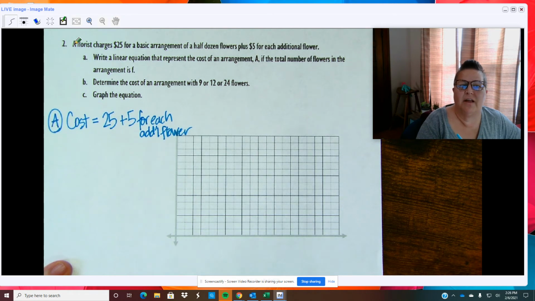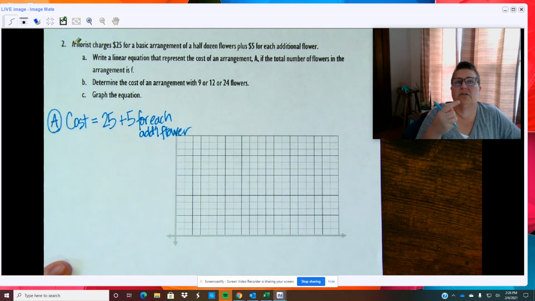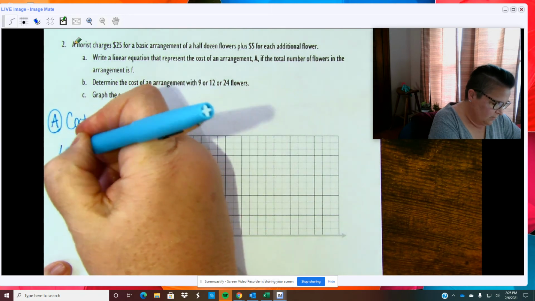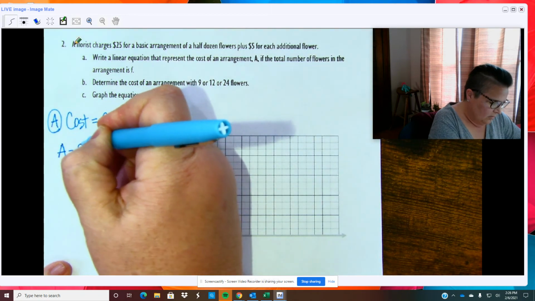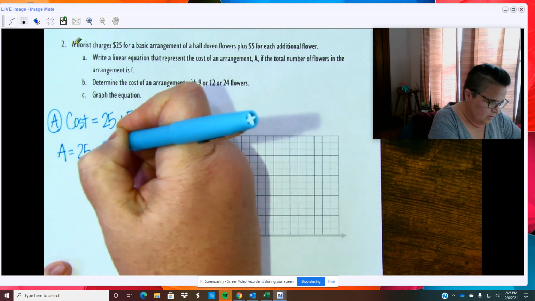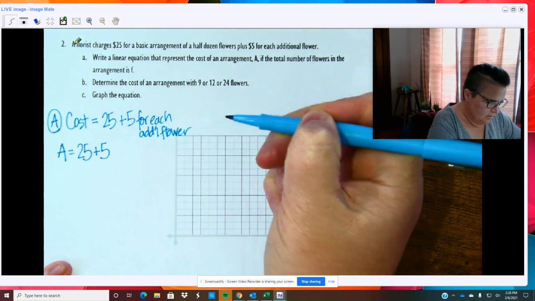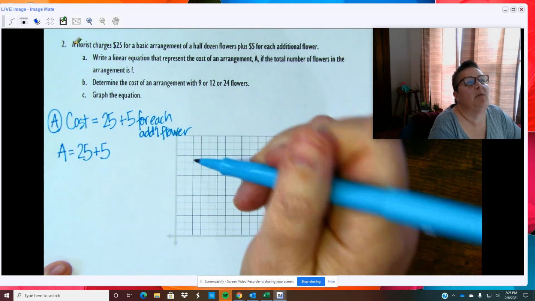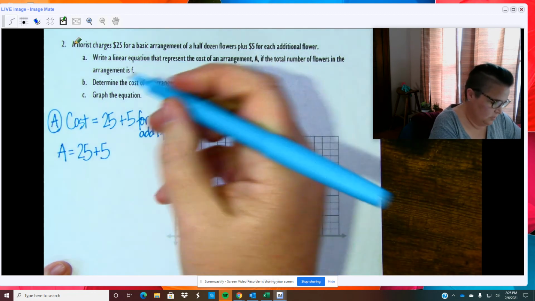So if there's 9 flowers in the arrangement, you're getting charged $25, but then only $5 for 3 of them. $5 extra for 3 of those. So if I start with 9, the first 6 flowers aren't going to count. The first 6 flowers aren't going to count. So the cost of the arrangement A is going to be $25 plus $5 times the number of flowers, but without the first 6.